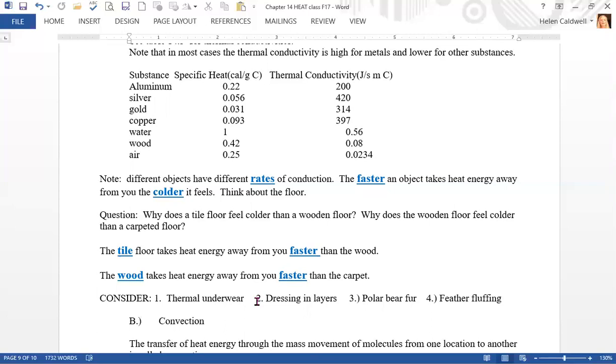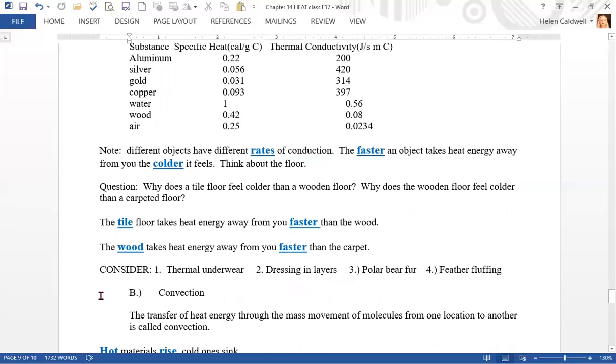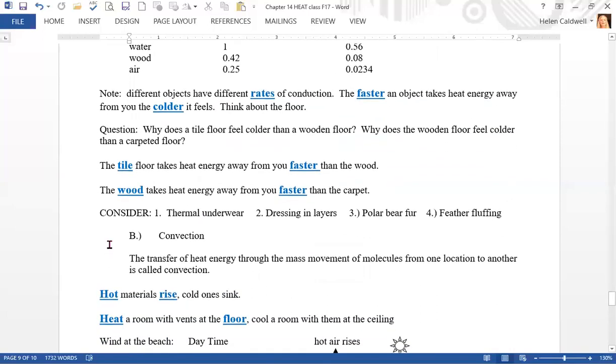Polar bear fur, you may not know this, but the little bits of hair are actually hollow, like a soda straw, and that's to trap air. Feather fluffing: if you've ever noticed, when a bird is cold, they fluff up those feathers to trap air to help keep the bird warm. If you have a down jacket, it's the same principle, it traps air. So conduction, we want things that don't conduct very well if we want to maintain a temperature.